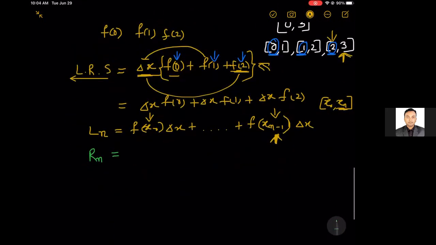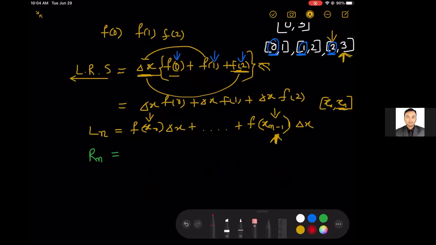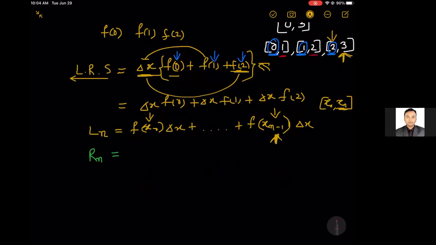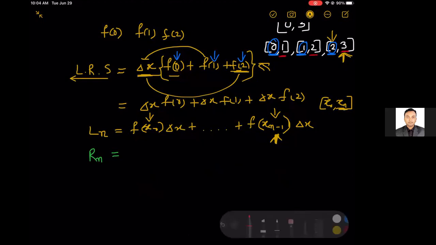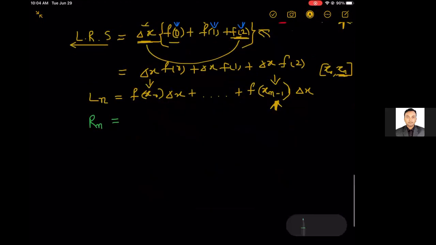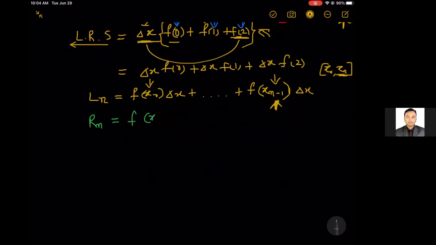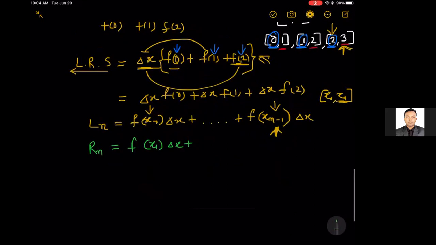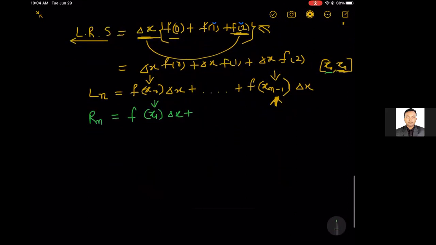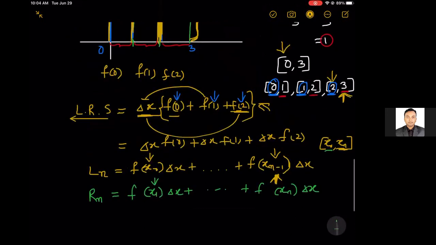So instead of using the left endpoints, now we'll be taking the right endpoints. So this will be the functional value starting from, not starting from x0, you can see. We'll start from the next one, x1, and we'll keep going up to xn. That means we'll be taking these three values for the right Riemann sum.